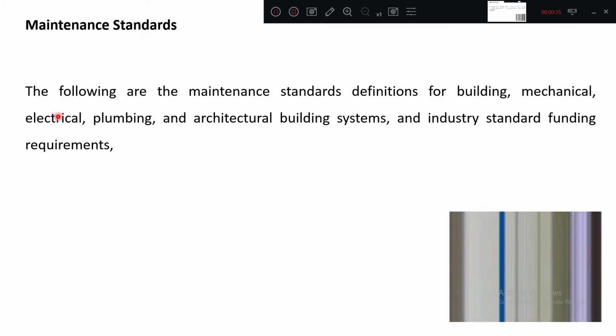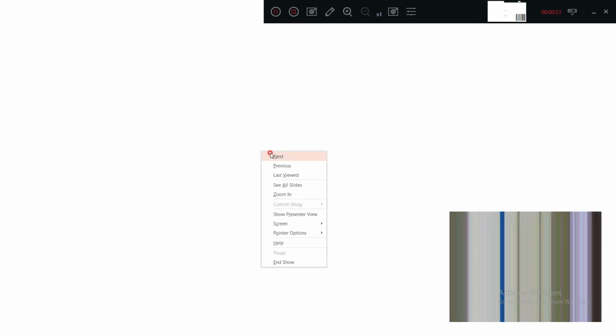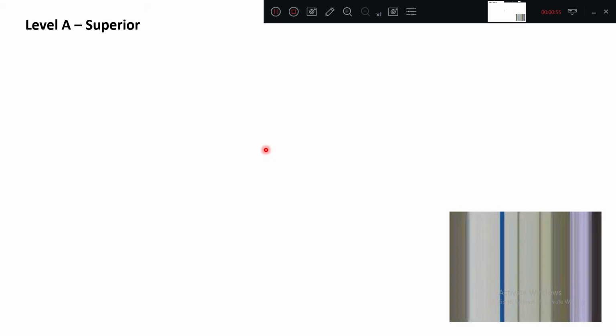Now the following are the maintenance standard definitions for building, mechanical, electrical, plumbing and other architectural building systems and industry standard funding system. In the next slide we will see some different standards. What are the different standards adopted in the maintenance level? The first one, level A, which is also called the superior level of maintenance.